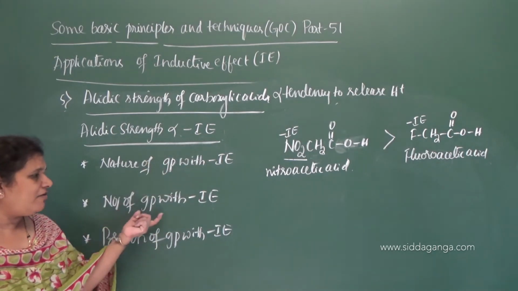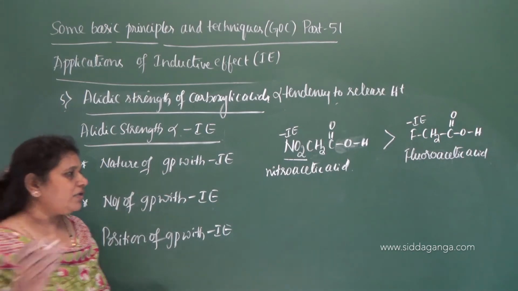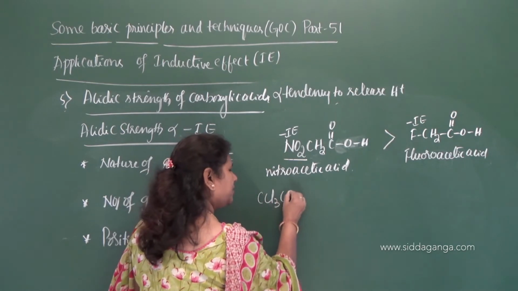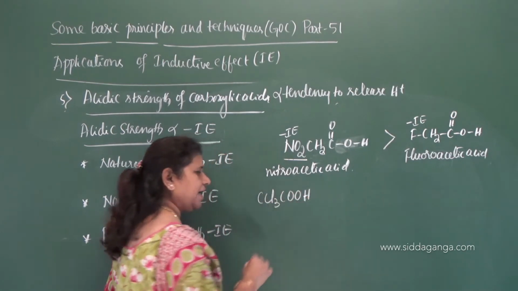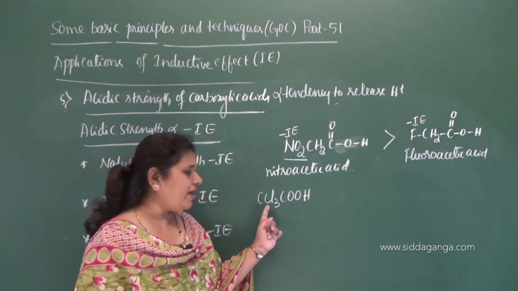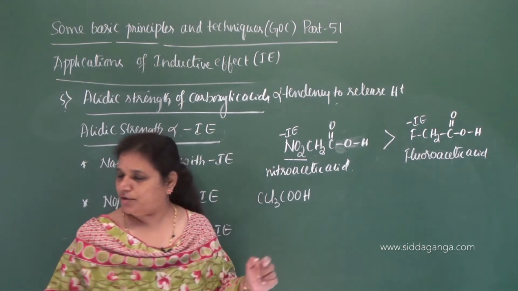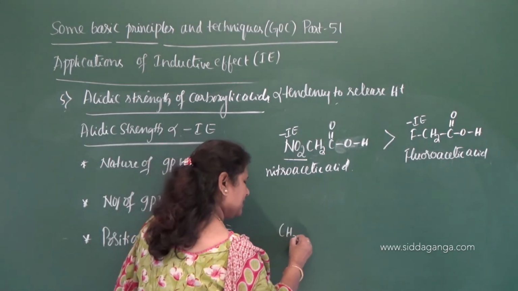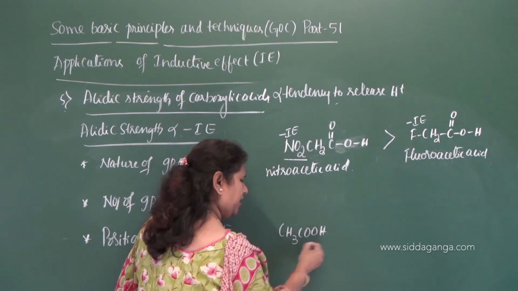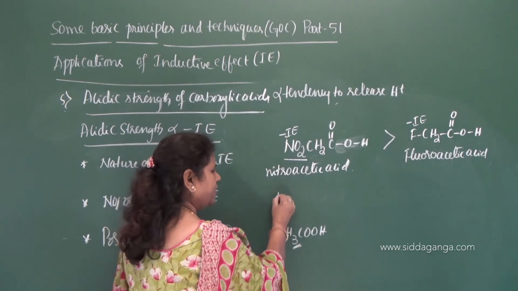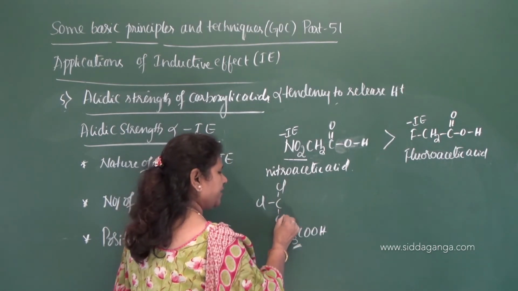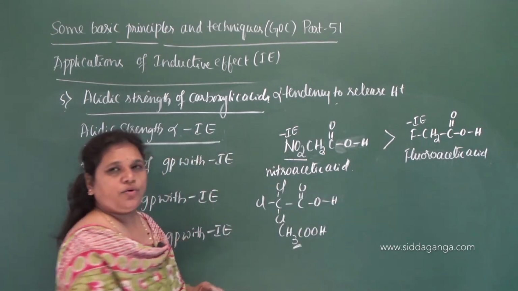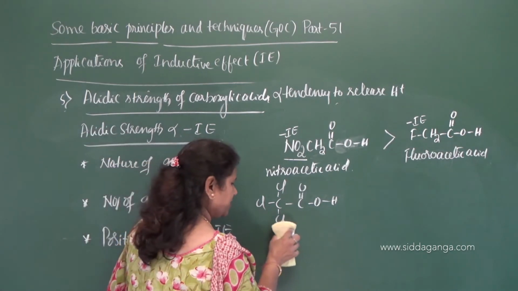Second one, number of groups with minus I effect. So consider acetic acid, when all the three hydrogen atoms of acetic acid are replaced by chlorine, that is trichloroacetic acid. So you know what acetic acid is here: CH3COOH, correct? Three hydrogen atoms are there. So replace all the three hydrogen atoms by chlorine, then what you get? You will get trichloroacetic acid.